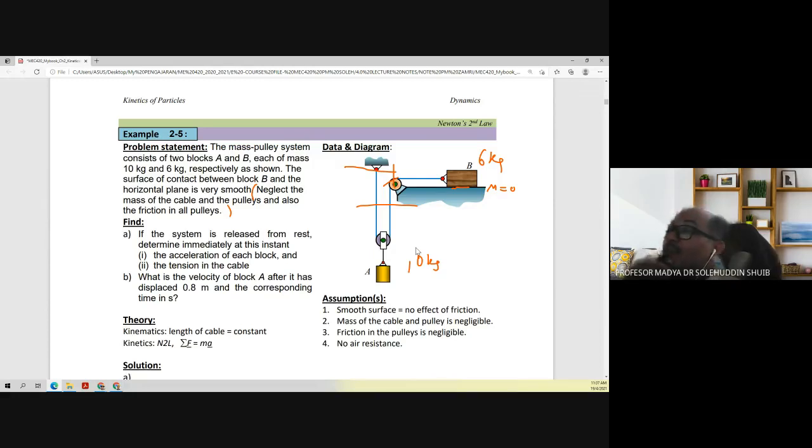You need to find the acceleration of each block and the tension of the cable, if the system is released from rest. For part B, what is the velocity of the block after it has displaced 0.8 meter, and what would be the time? This is something interesting.